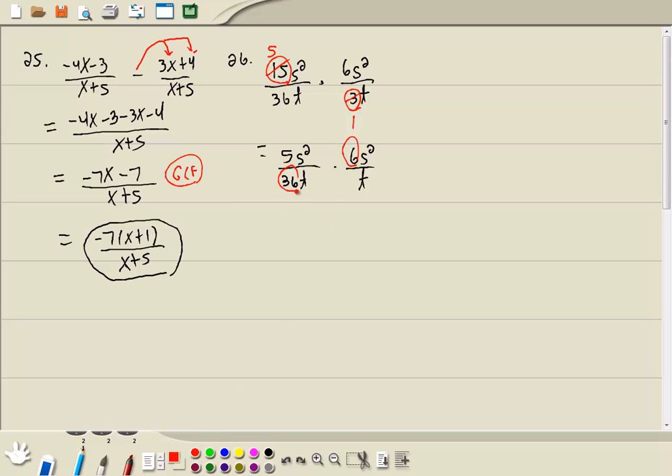Now here we've got a 6 and 36. Both are divisible by 6. 6 divided by 6 is 1. 36 divided by 6 is 6. So we're going to have 5s squared over 6t times s squared over t. Nothing else I can simplify, so let me multiply across. S squared times s squared gives us s to the fourth. Down here, t times t gives us t squared. And that would be our answer.